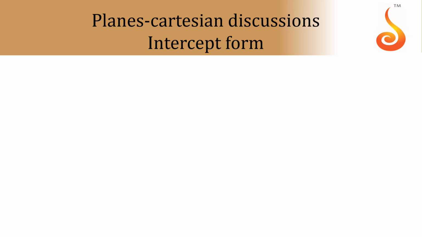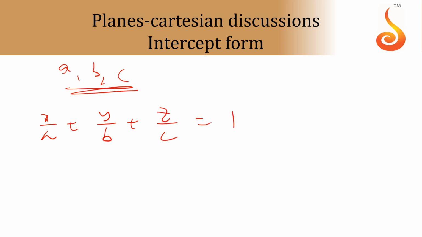Intercept form. Same logic. Let us say a plane intersects the x-axis at (a, 0, 0). Then that number a is called the x-intercept. If the plane cuts the y-axis at (0, b, 0), b is called the y-intercept. If the plane cuts the z-axis at (0, 0, c), that number c is called the z-intercept. So if I give you a, b, c as intercepts on the coordinate axes, then x by a plus y by b plus z by c equal to 1. This is the equation of the plane. Then can I say 1 by a, 1 by b, 1 by c will be the DRs of the normal line to such planes.